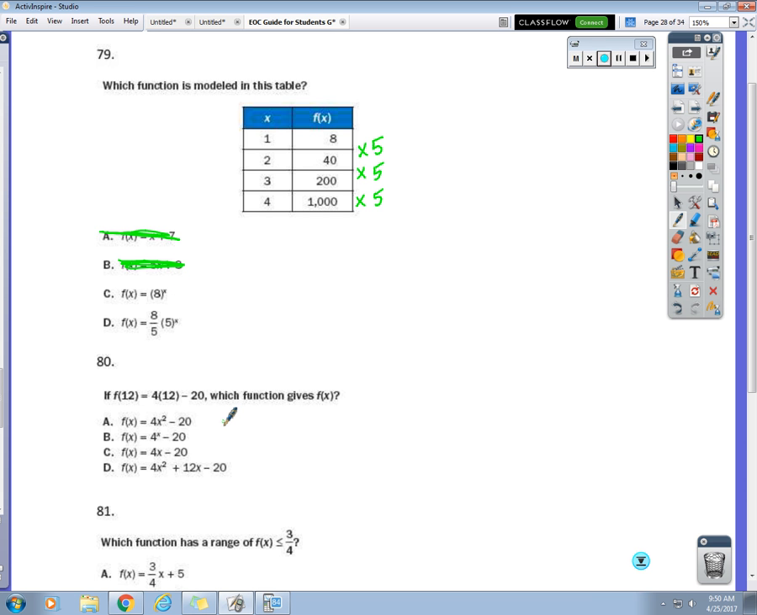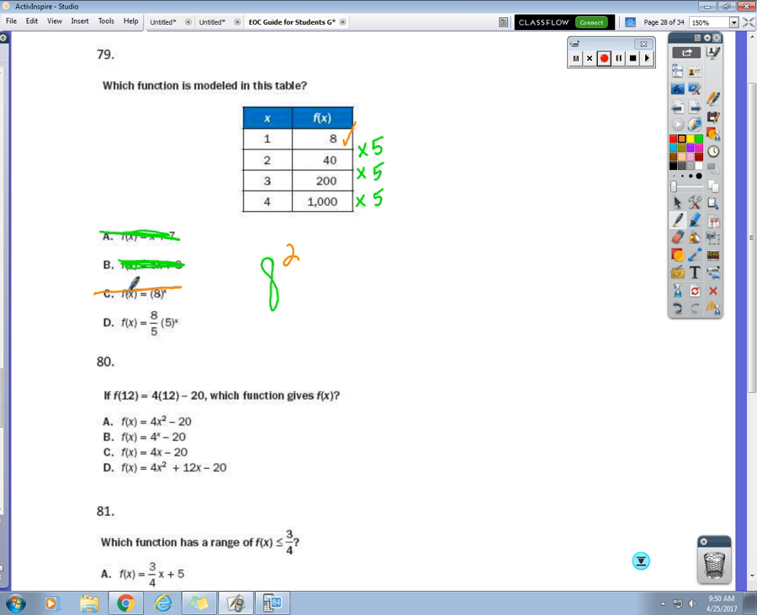How would you figure this out? Look, if I start with C, which is 8 to the x power, and I plug in 1 into the x, what's 8 to the first power? So it worked for that one. But now let's try the next one. If I replace that x with my next x value of 2, is 8 squared 40?